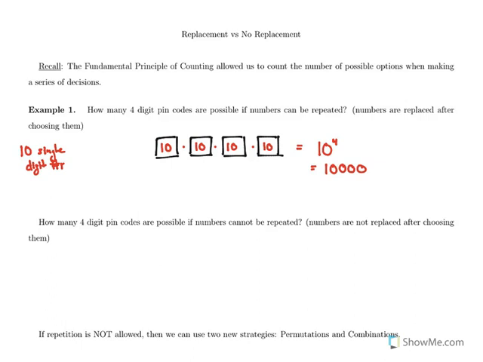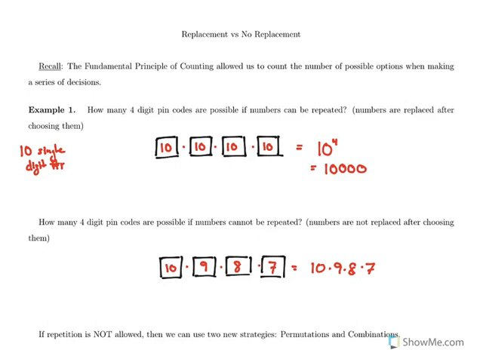Let's now look at the problem where we have 4-digit PIN codes, but for some reason the numbers cannot be repeated. Again, we still have our 4 boxes, but now we think about how many options there are for each. There are 10 options for the first number, but once you choose that number, you can no longer use it. So there's only 9 options for the second, 8 for the third, and then 7 for the fourth. Each time you get rid of an option, so you're decreasing the number each time. We're just going to write this right now as 10 times 9 times 8 times 7.